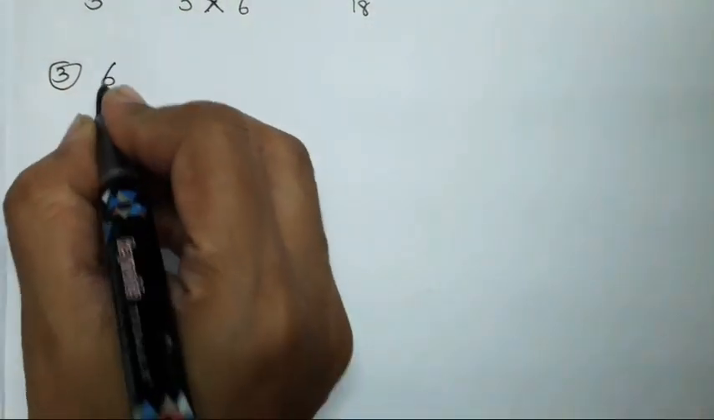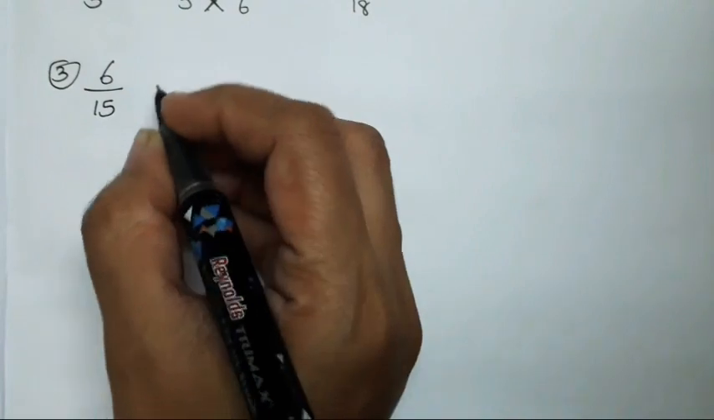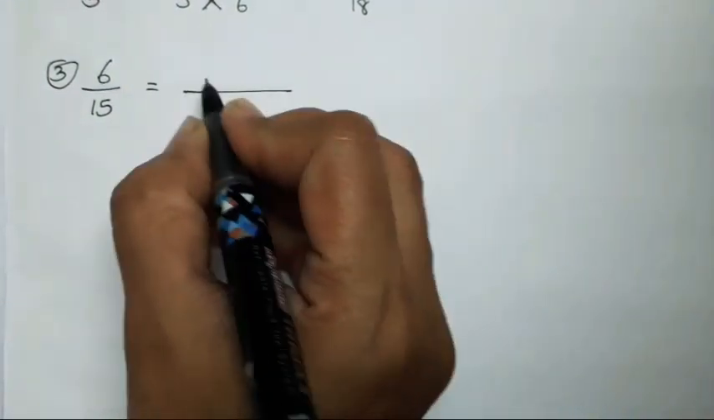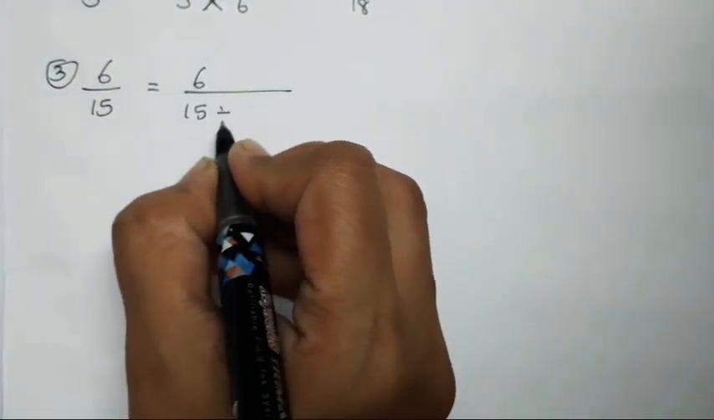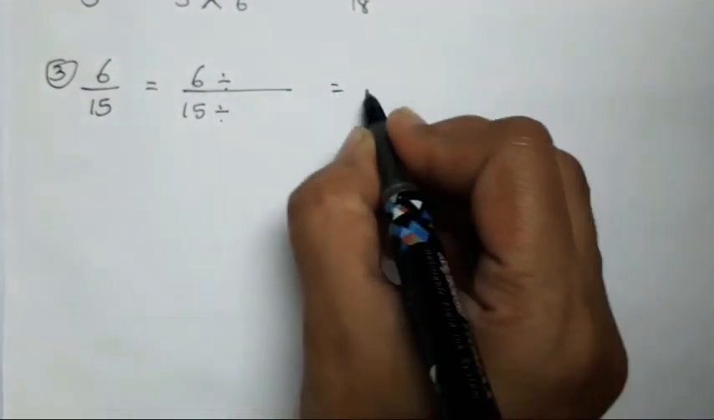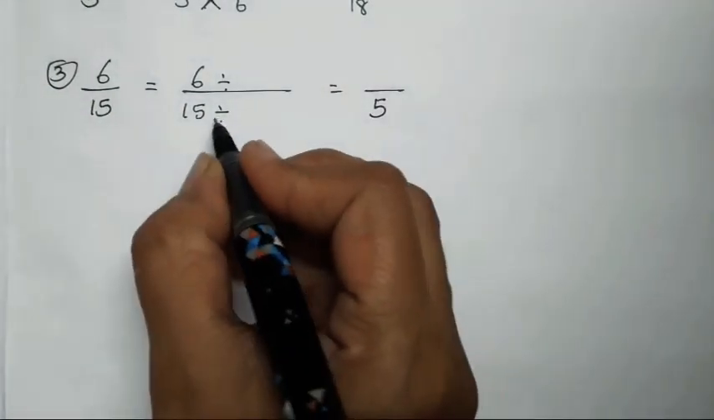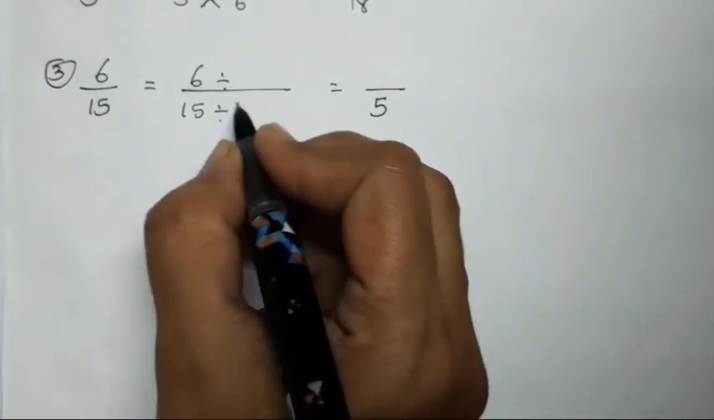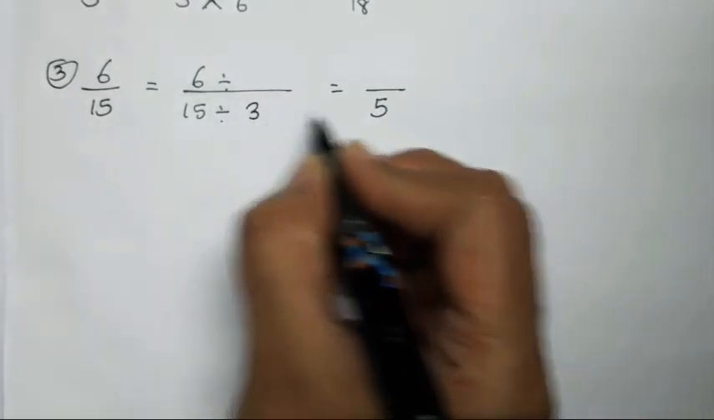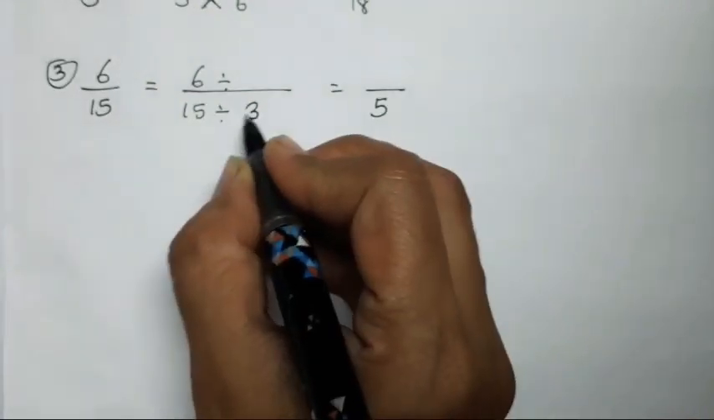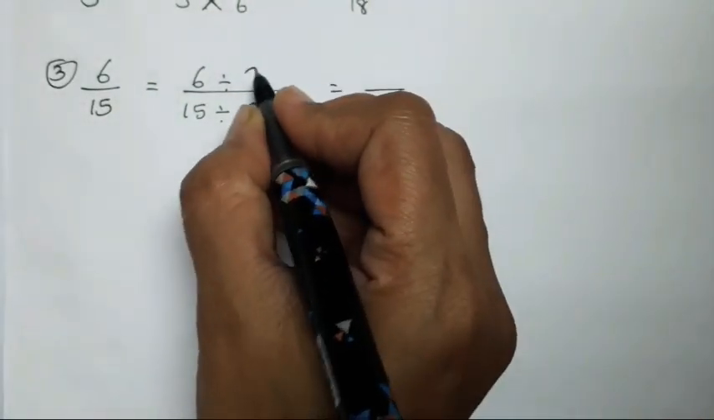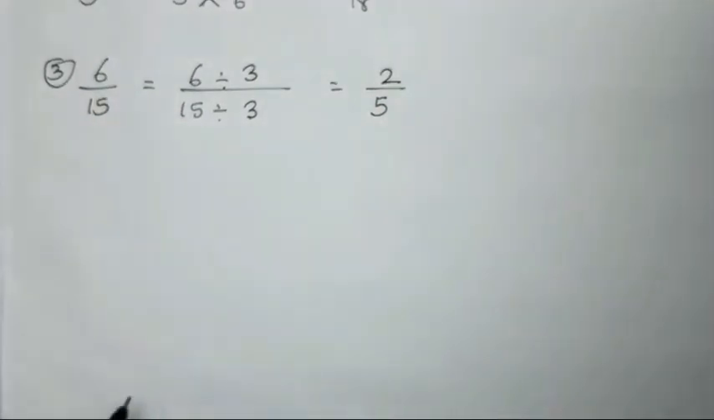So first is 6 upon 15. Now as I said, we have to find a smaller number. So the answer at the denominator should be 5. So if we divide 15 with 3, 5 3s are 15. Divide 3 over here also, 3 2s are 6.